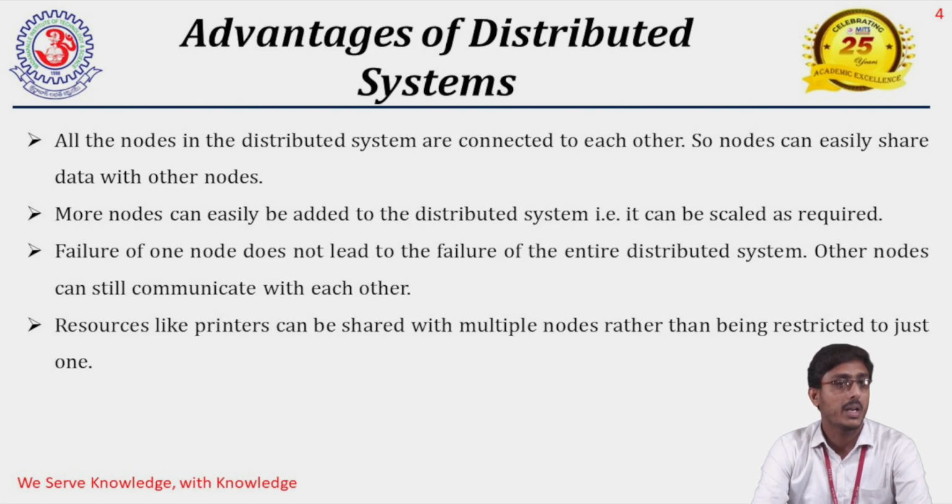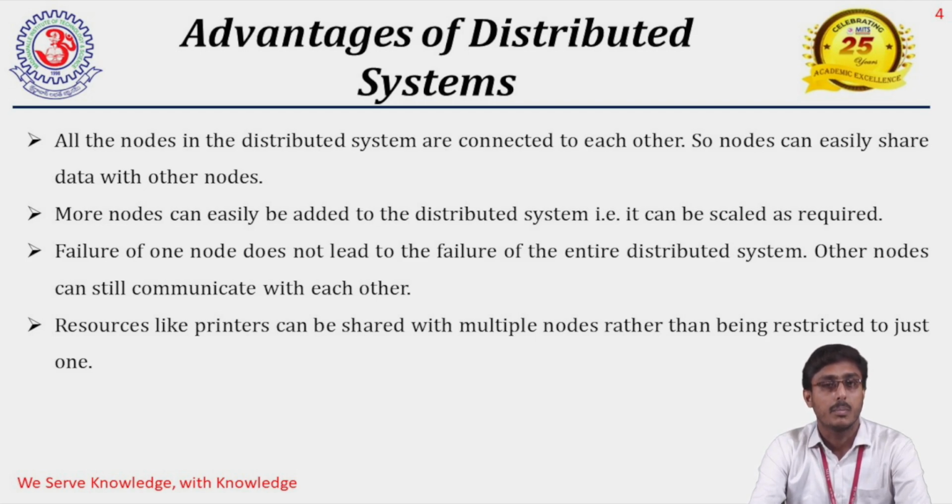That is the main advantage over there. And one more important advantage: if we are having n number of systems and any one of the nodes fails, it will not affect the other systems. So failure of one node does not lead to the failure of the entire distributed system. The other nodes in the network can easily communicate, and data sharing and data communication will proceed in the same way. One node failing will not affect it.